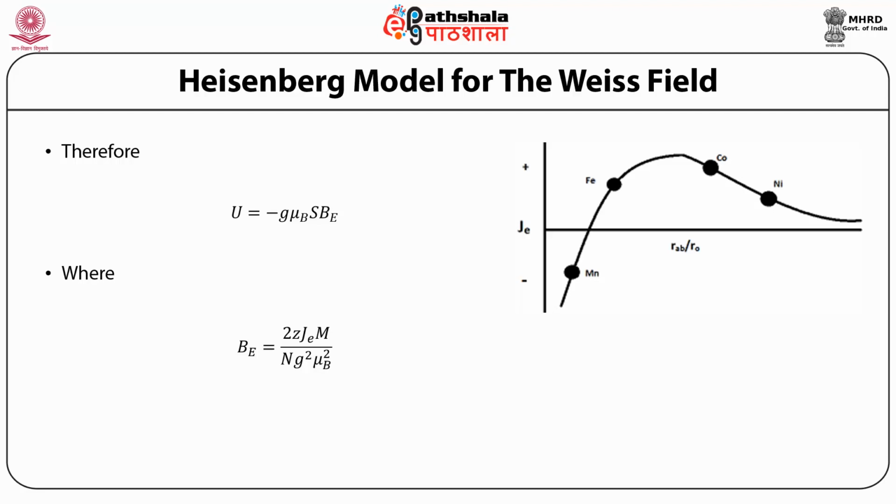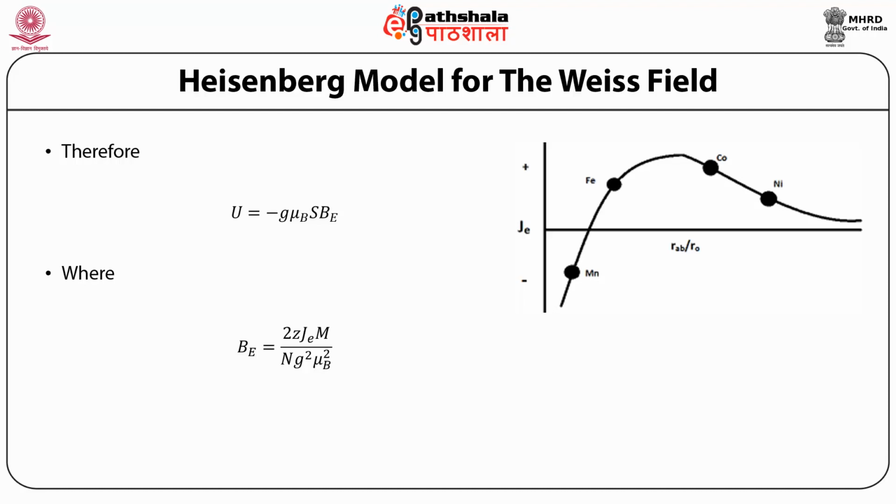And if we plot the graph as shown in figure 2, which is known as the Bethe-Slater curve, this graph is between the exchange integral J_E on the y-axis and, on the x-axis, R_ab over R_0, where R_ab is the interatomic radius and R_0 is the radius of the unfilled shell.